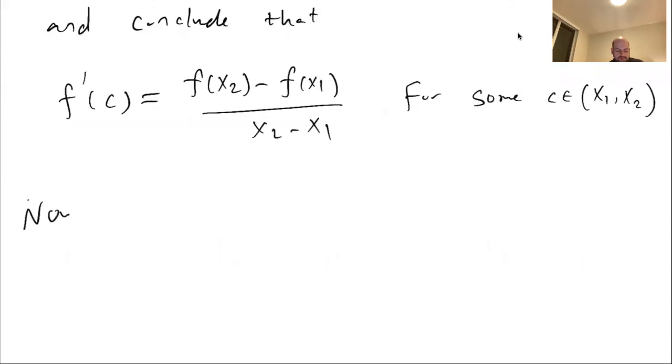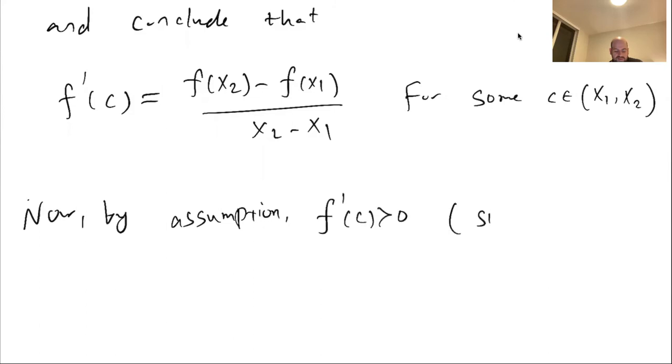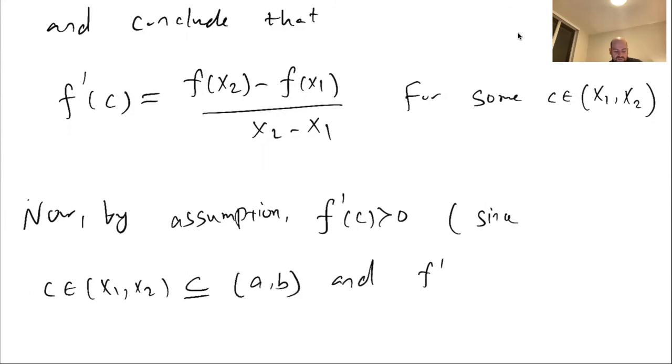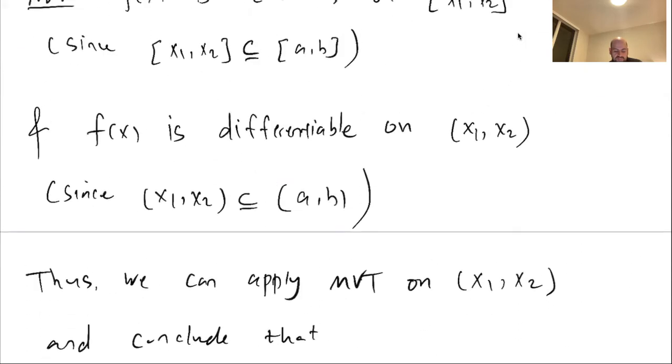Now by assumption, f prime of c is positive, since c is between x1 and x2, but x1 and x2 itself is a subset of a and b, and f prime of x is positive on a and b, right?